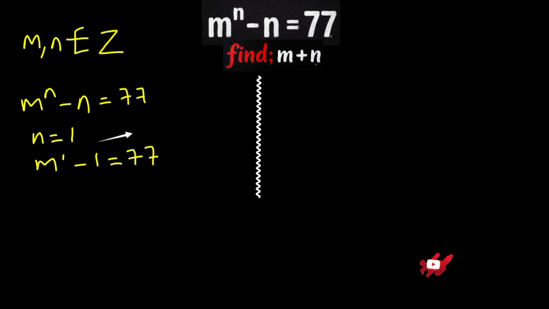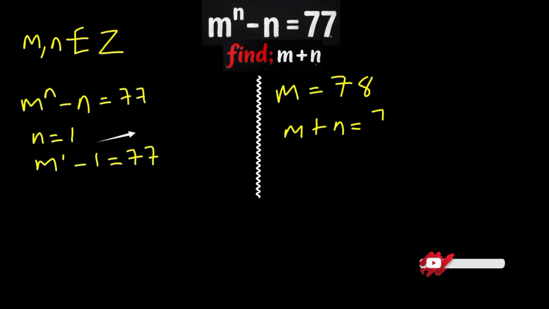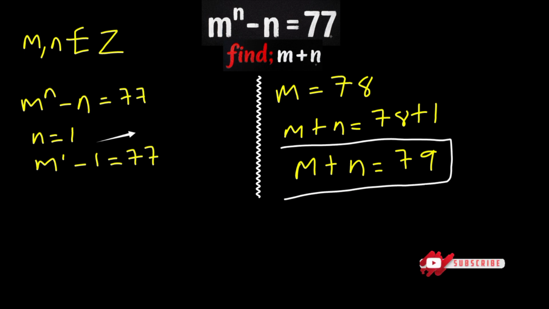And then when we transpose 1 to the other side of the equation, we're going to have m equals 77 plus 1, 78. So therefore, m plus n will give us 78 plus 1, and that gives us m plus n equals 79. Now this is our first solution set. This also has another solution that is not pretty obvious.